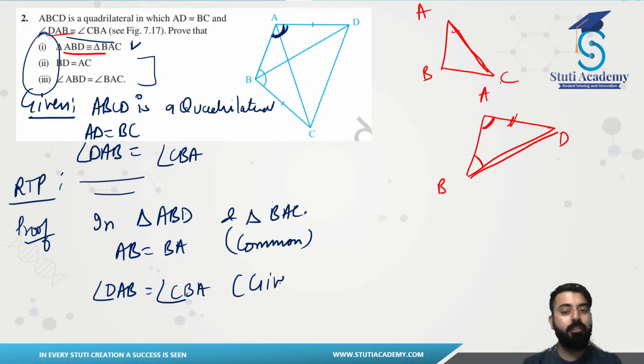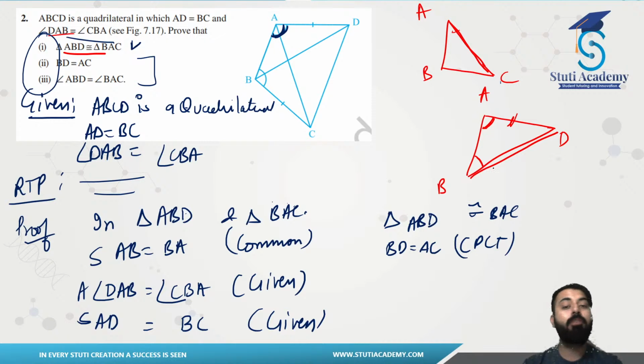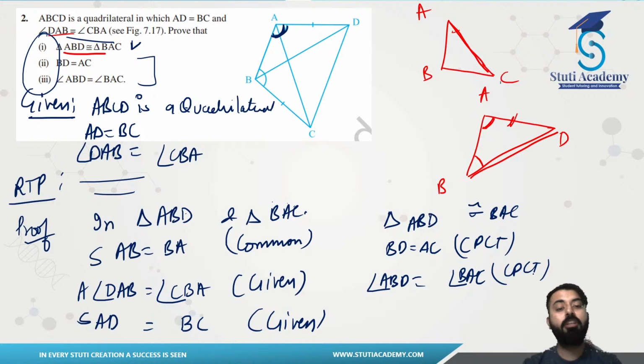This is also given, and I do know AD is equal to BC. This is also given. So you guys see, side, angle, side, triangles ABD and BAC both are congruent, and you can say BD equals AC, CPCT, because that is part of the congruent triangles, and angle ABD equals angle BAC, also CPCT. So these are the things that can be proven equal once you have proven your triangles congruent.